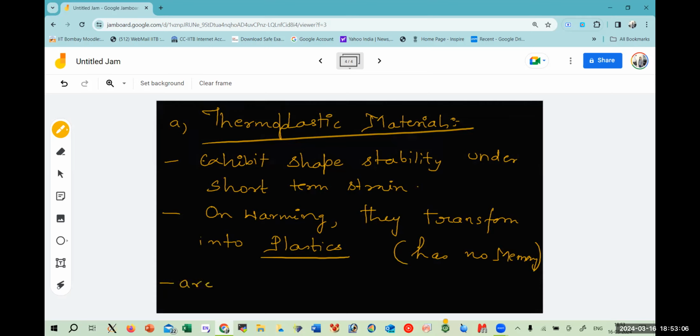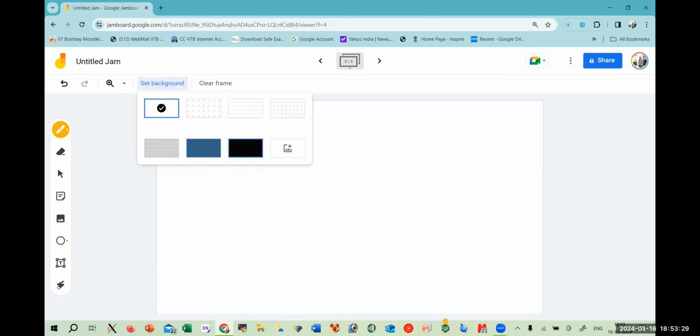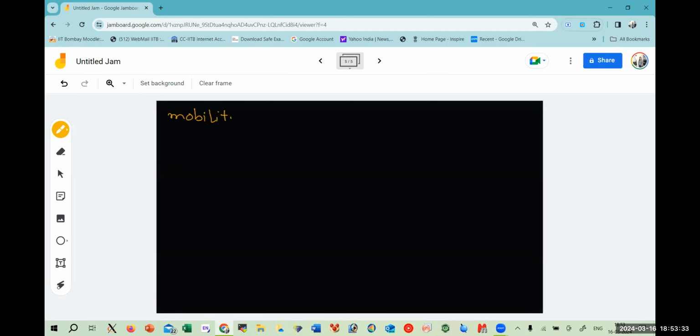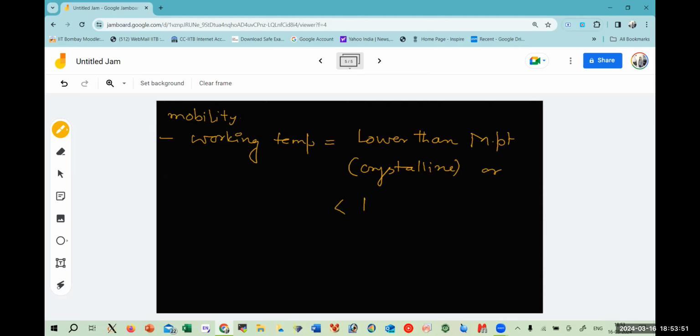These materials are built from linear or slightly branched polymers with low segment mobility, and their working temperature has to be lower than the melting point for crystalline materials, or it has to be lower than the glass transition temperature for amorphous.